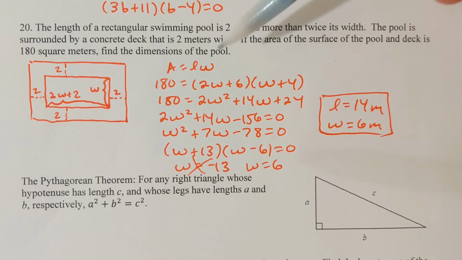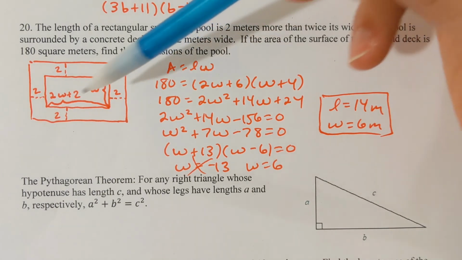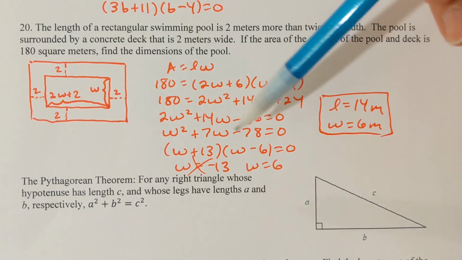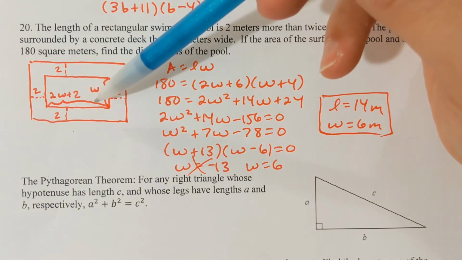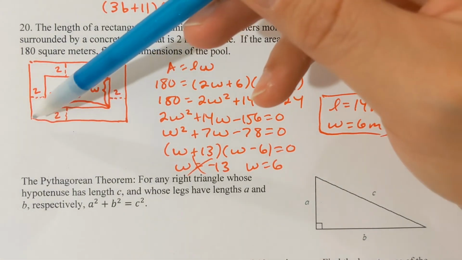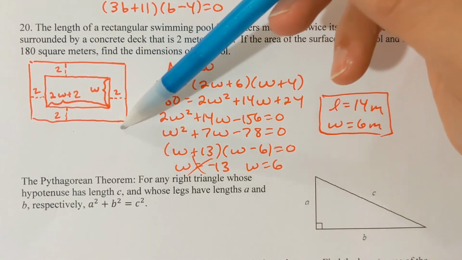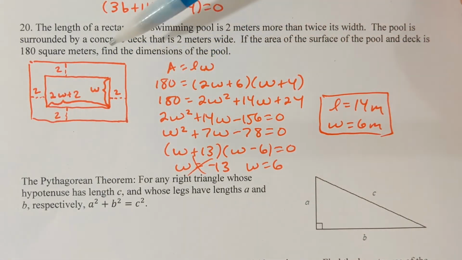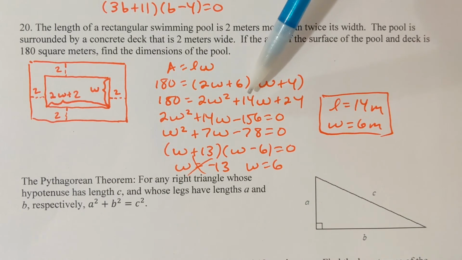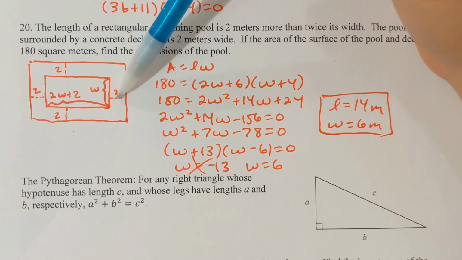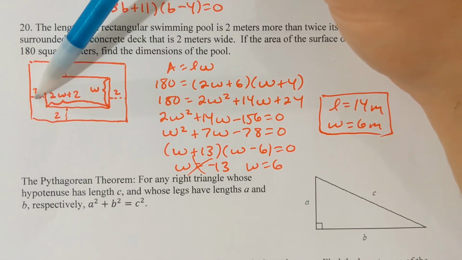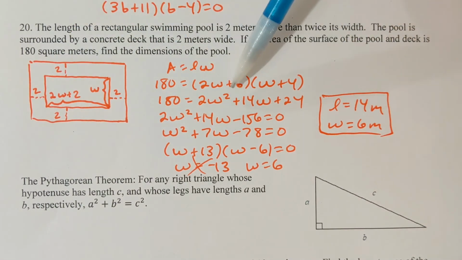What is the length of the deck? Now, the length of the pool is 2W plus 2. I'm not asking for that. I want to know this measurement here, that is the length of the deck. Well, it's going to be 2W plus 6, right? Because I've got 2W plus 2 plus another 2 is going to give me 2W plus 6.